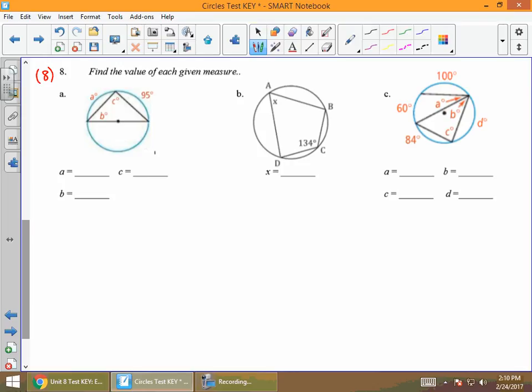So in letter A, I can see that I have this semicircle. I have a diameter cutting through, which means the bottom half of this thing is 180 degrees. The top half is also 180 degrees. So if I have 95 in the upper right, I need to do 180 minus 95, which is 85 for this other side. So A has to be 85 degrees.